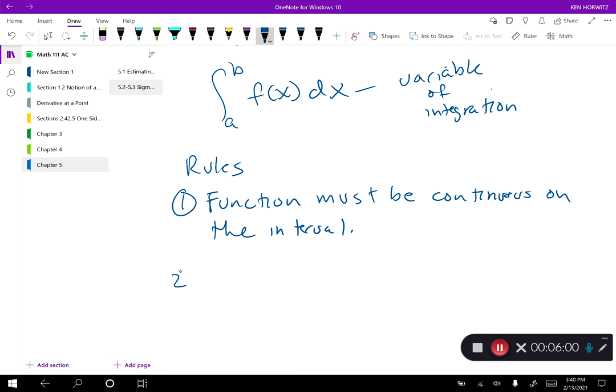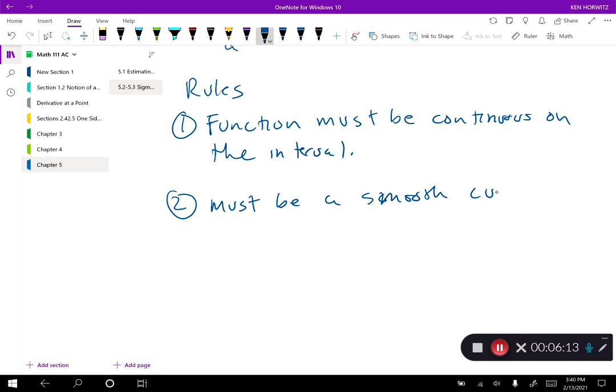All right. And the second thing is it must be a smooth curve on the interval. Again, if it's not a smooth curve, there are things we can do. We'll actually explore one where it's not a smooth curve on the interval. And I'll just kind of show you the ways to work around these. But in order to just do a very straightforward integral, these two things must be true.